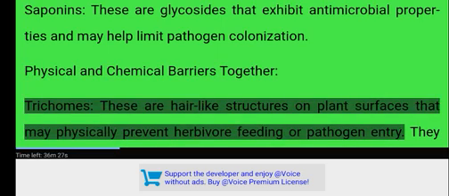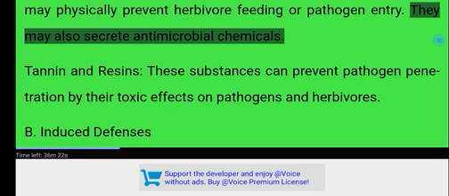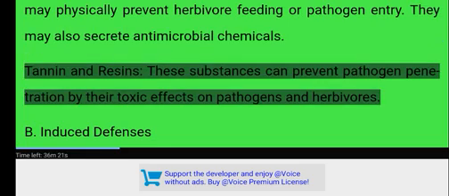Trichomes. These are hair-like structures on plant surfaces that may physically prevent herbivore feeding or pathogen entry. They may also secrete antimicrobial chemicals. Tannins and resins. These substances can prevent pathogen penetration by their toxic effects on pathogens and herbivores.